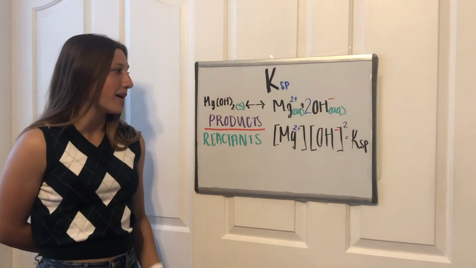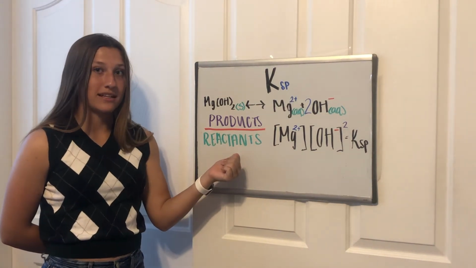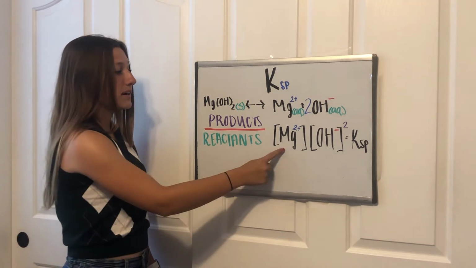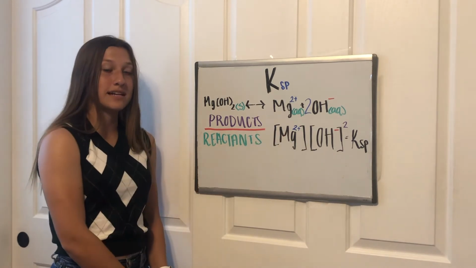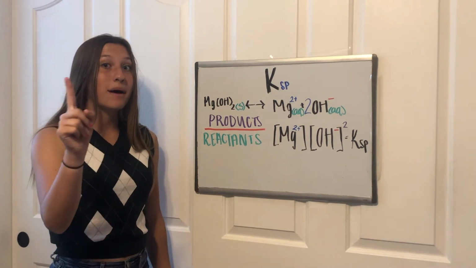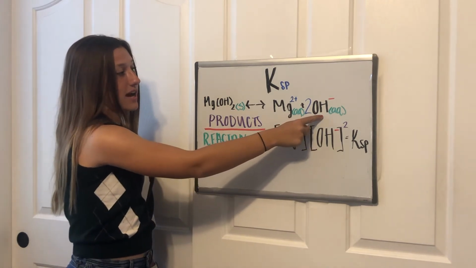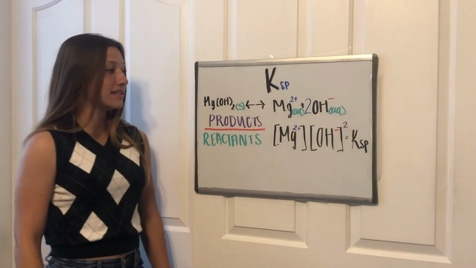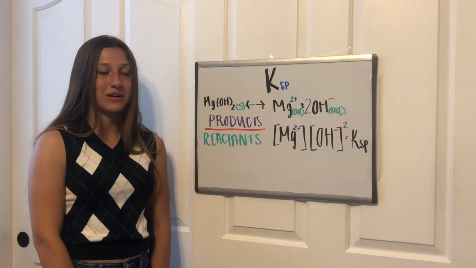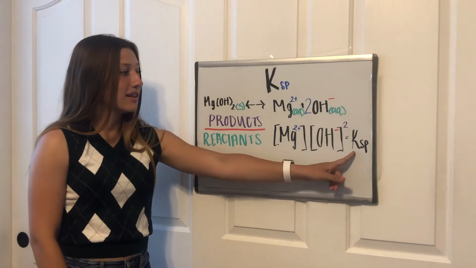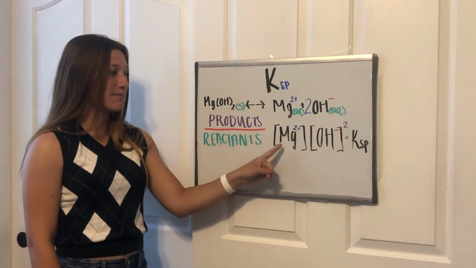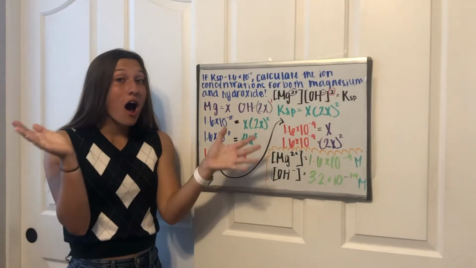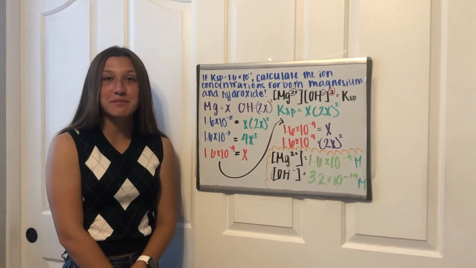Now, as we said before, the K constant is products over reactants. However, solids are not included in this equation. So our final equation reads magnesium with a 2 plus charge times hydroxide with a 1 negative charge. But don't forget the 2 constant in front of the hydroxide in the original reaction. We're going to put that in the exponent's place after the hydroxide in our final KSP equation. So we get the solubility product constant is magnesium with a 2 plus charge times hydroxide with a negative charge squared.